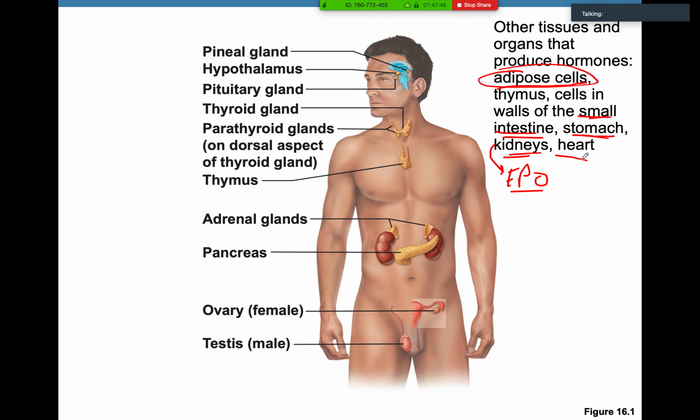kidneys. Okay, the heart is going to make something called brain natriuretic peptide, BNP. And BNP is synthesized when the heart gets too stretched out. It causes us to diurese, or to decrease the amount of fluid that we have in our system. And so that's just an overview of how a lot of these organs, we don't really think of them as endocrine organs, but they do synthesize hormones.